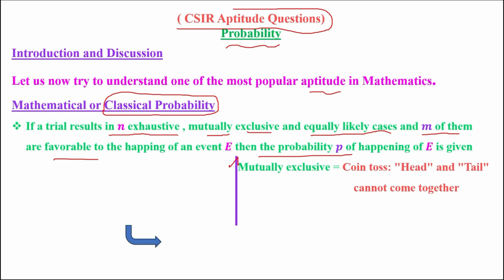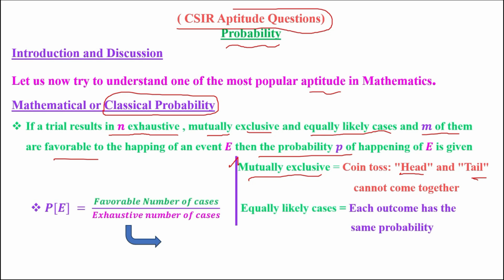First keyword: mutually exclusive. What is meant by mutually exclusive? When I toss a single coin, we get the outcome either head or tail. At the same time, head and tail cannot come together. This is mutually exclusive. Then the next one, equally likely cases. It's very simple.